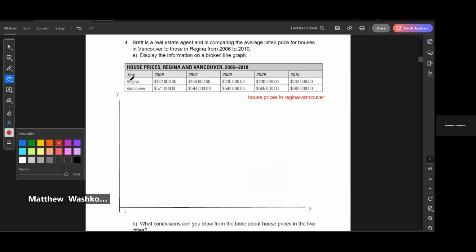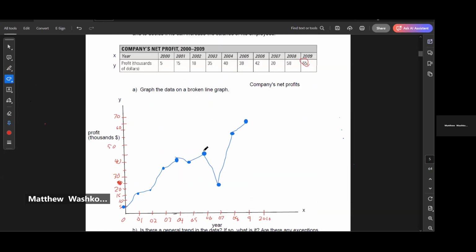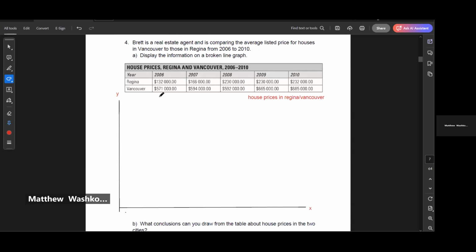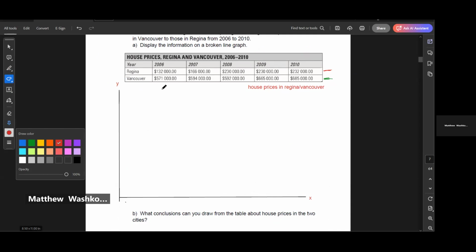Now, what's different from this graph and question 2? There are 2 things to plot. We're going to have 2 lines. I'm going to make Regina red. I'm going to make Vancouver green. So I've decided on the scale as well. I'm going to go up by 50,000s on the vertical axis, and then on the horizontal, it's just 5 years. So we'll say this is 2006, 2007, 2008, 2009, 2010.